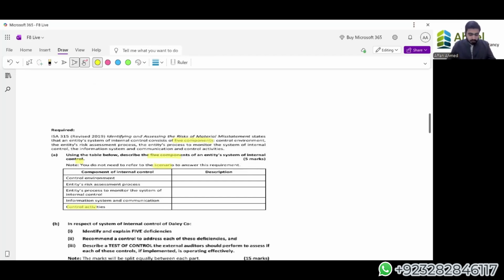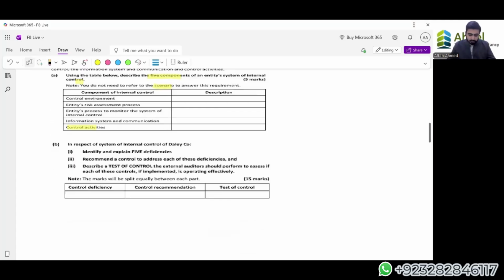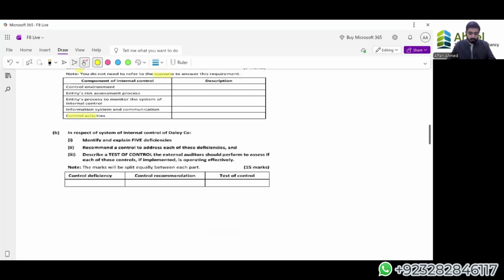Now moving towards question number B, part B. That is the main part for us. That is of 15 marks. Now, if you're looking at the question, it is saying 15 marks. Now 15 marks is nothing, a very easy question. What you have to understand is the pattern of writing the answer. So 1 mark for deficiency, 1 mark for recommendation, 1 mark for test of controls, and 5 pointers. So 15 is the total answer that we have.